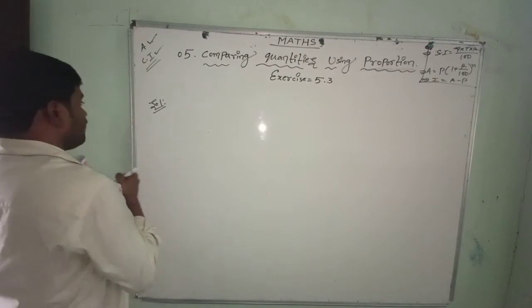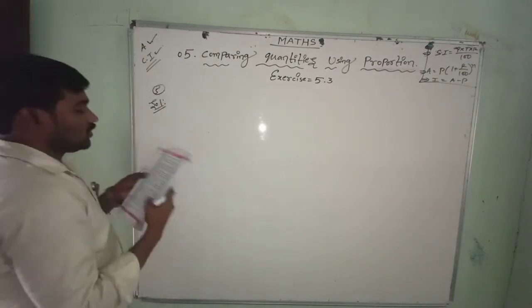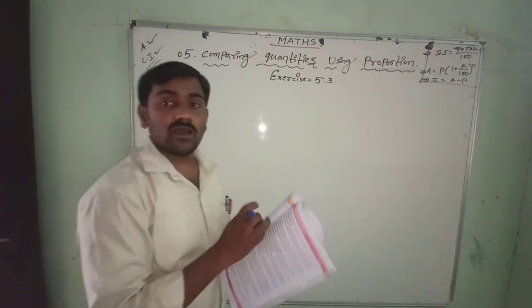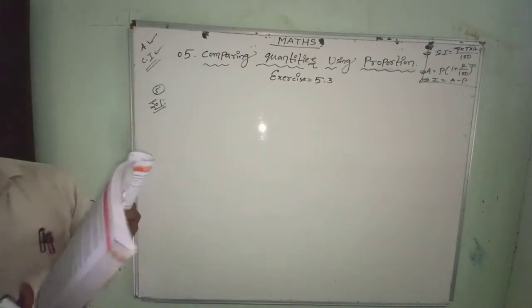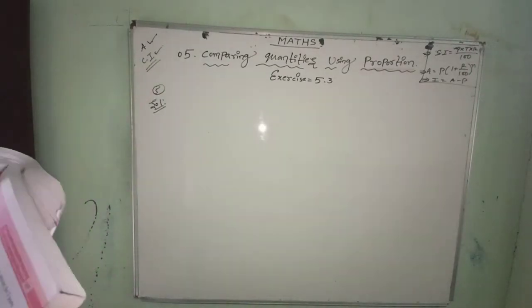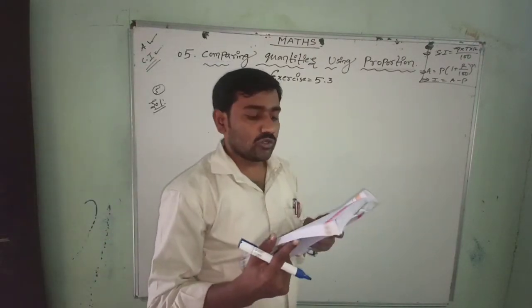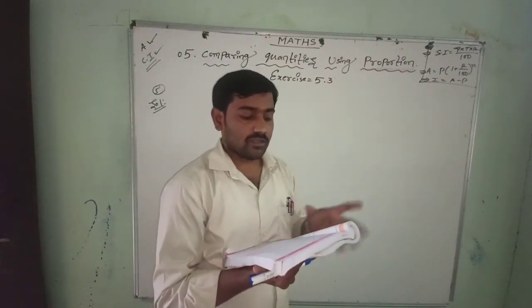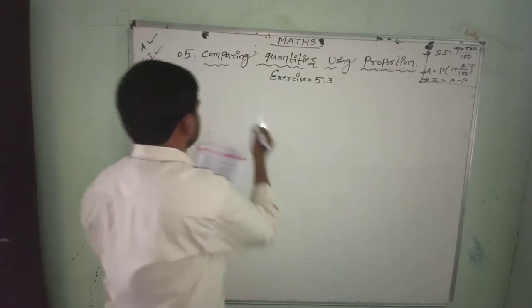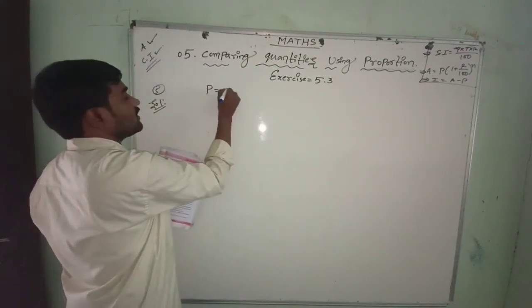Now the fifth solution. Pratibha borrows 47,000 from a finance company to buy her first car. Pratibha borrows 47,000 rupees. So what does Pratibha take? What is the principal amount?